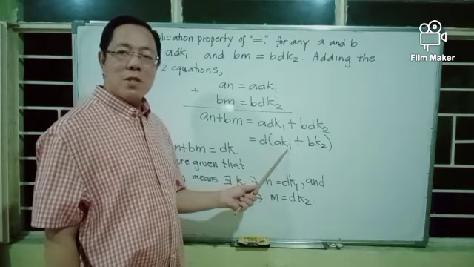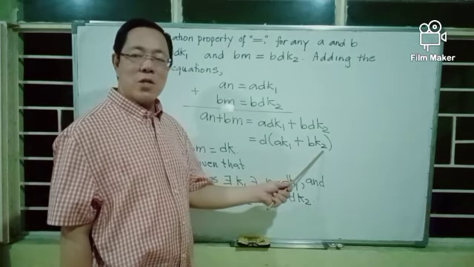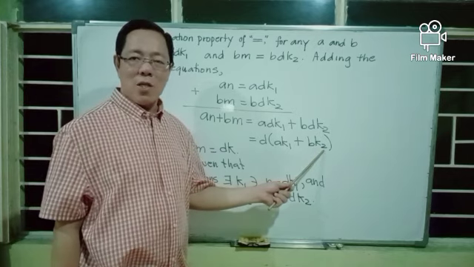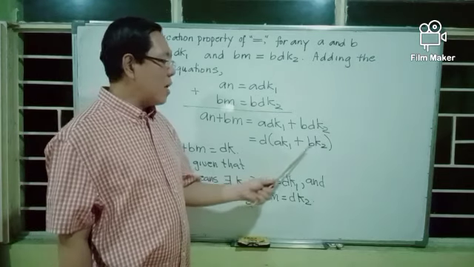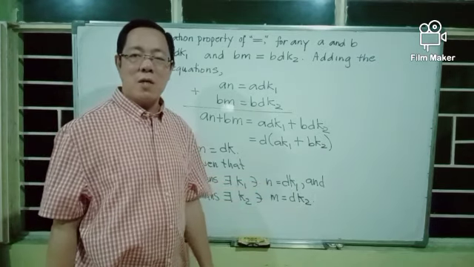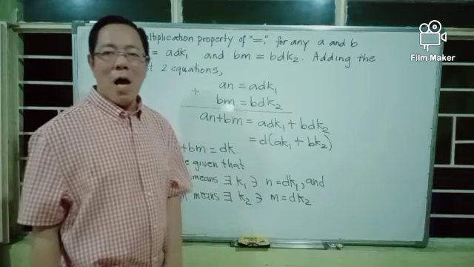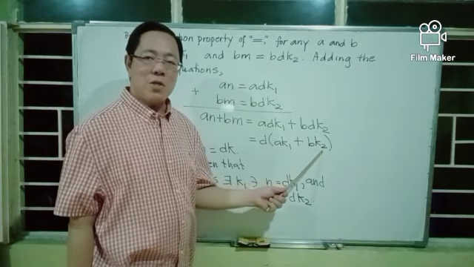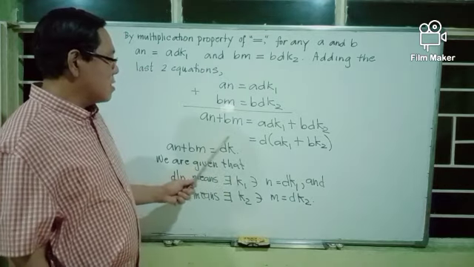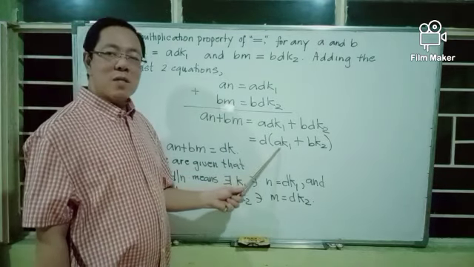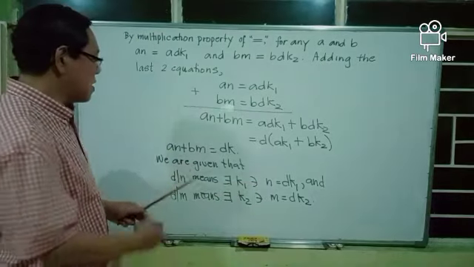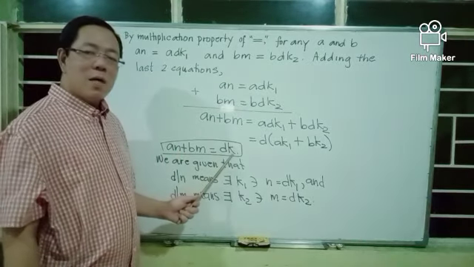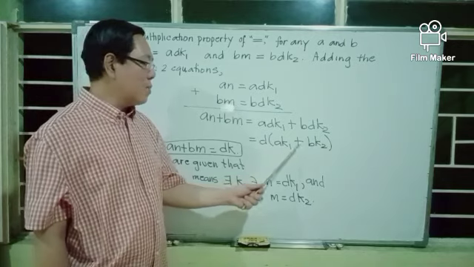The product of these two integers is an integer because the set of integers is closed under multiplication. And the sum of this integer and this integer is another integer because the set of integers is also closed under addition. Therefore, this sum is an integer. And you can see that an plus bm equals d times the quantity a k1 plus b k2 is of this form. Thus, the integer k that we are looking for is the sum a k1 plus b k2.